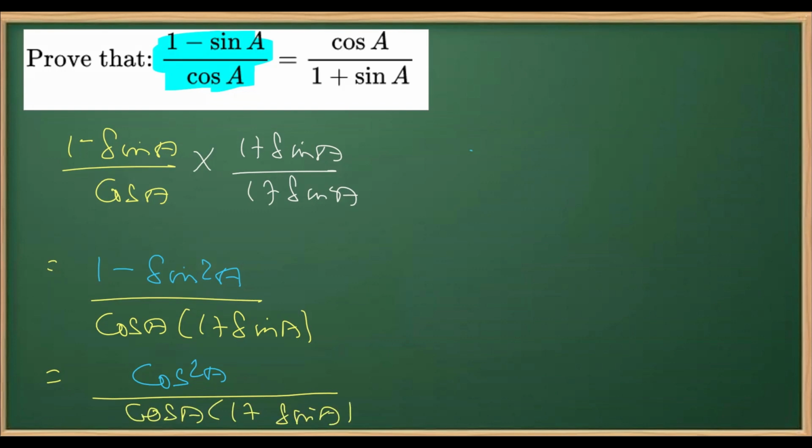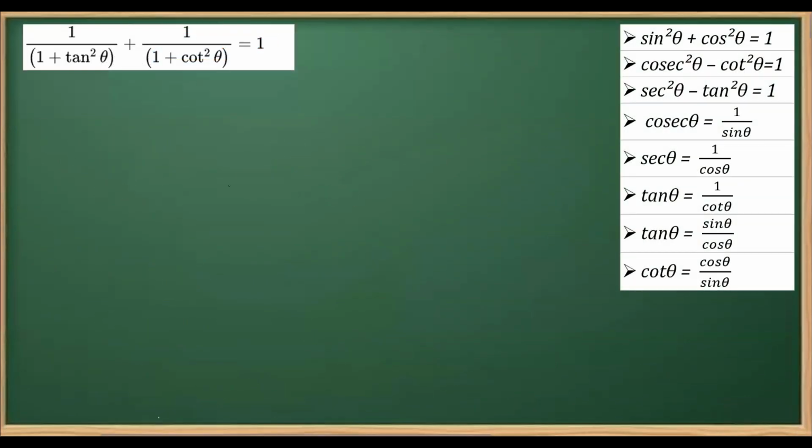Now check here, this is square times cos, so I can cancel these cos, right? What I mean to say is that here this is square times cos, so one cos gets cancelled. At the end, what we got is cos A as the numerator and 1 plus sine A as the denominator. We'll say this is equal to the RHS, and hence proved. Let's move to the next.